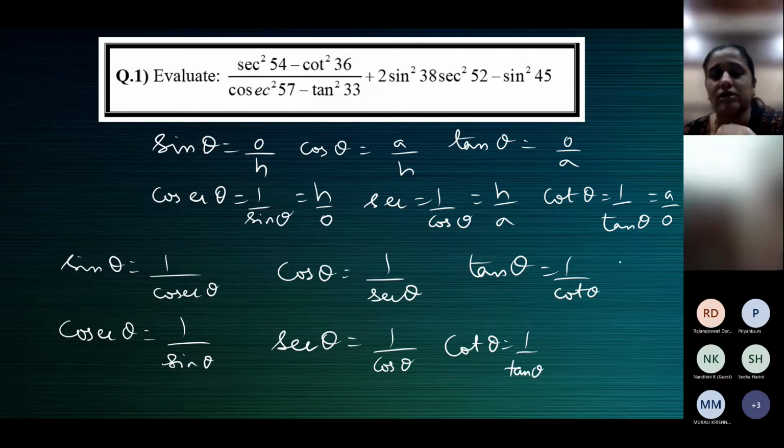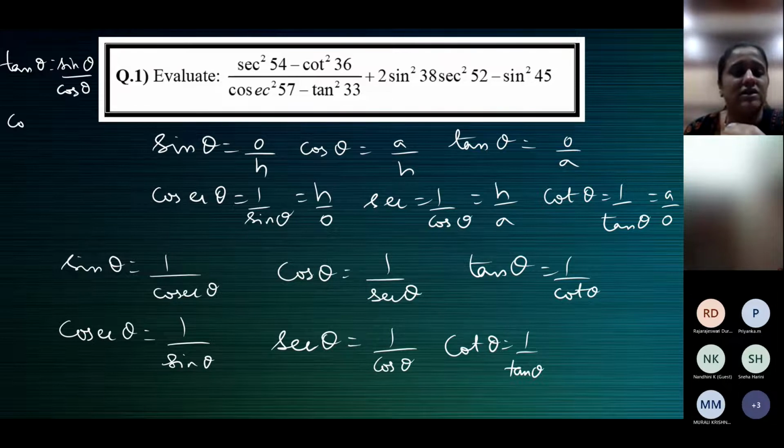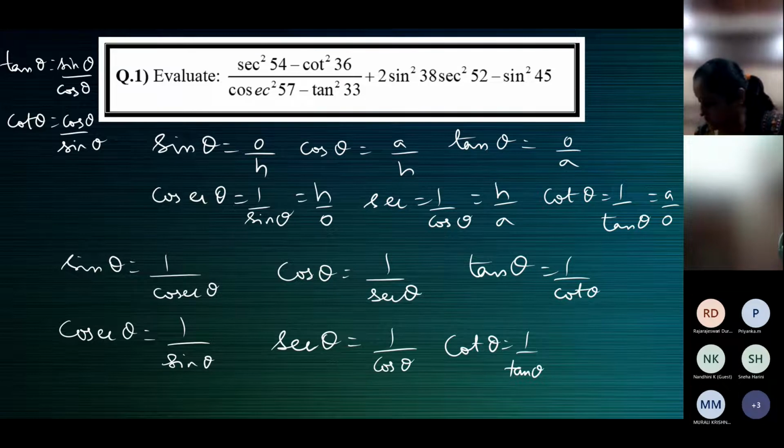Very important, tan theta and cot theta. Tan theta is also sine theta by cos theta. And cot theta is cos theta by sine theta. Write down all of you quickly. At least refer and let me know the answer. Fast.